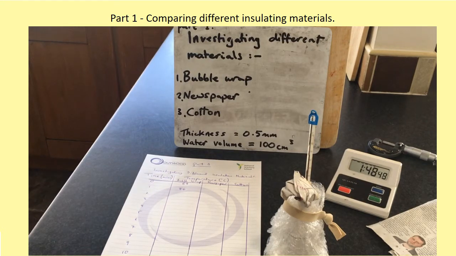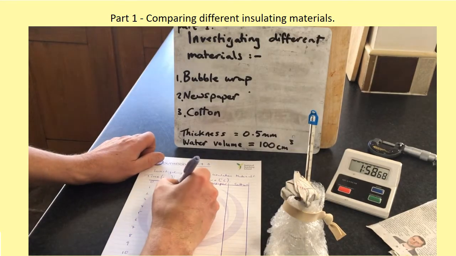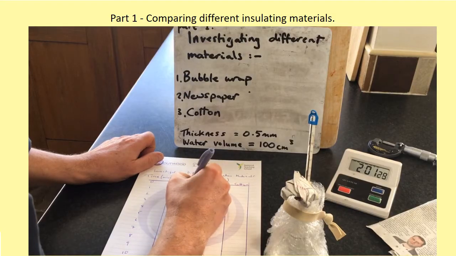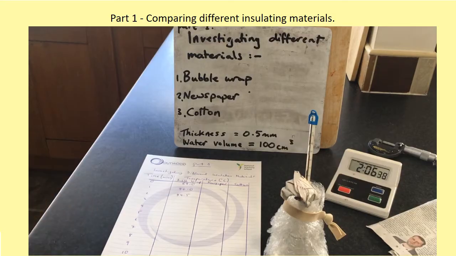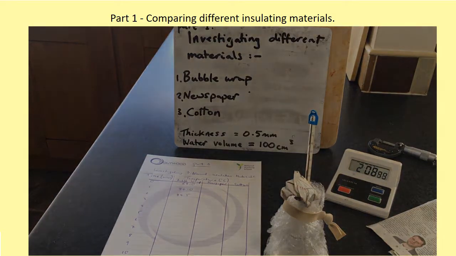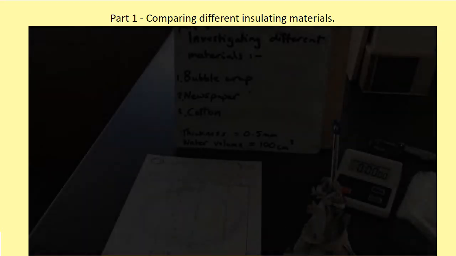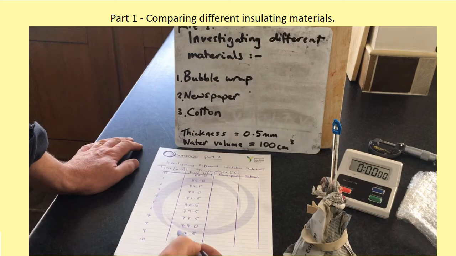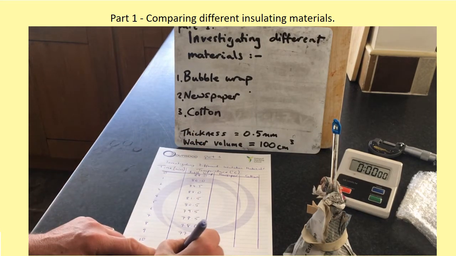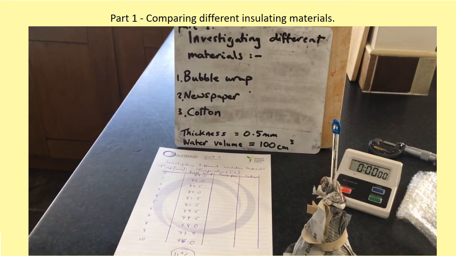I might try and read to a half degree if I can. Yeah, it's dropped to 84.5, so I'm going to put an extra decimal place on those. I'm going to stop the video now, but I'll carry on taking the readings for you and pick it back up with newspaper. I've completed the results all the way down for bubble wrap, and after 10 minutes it's dropped to 77.0 degrees, so it's dropped 11 degrees. I'll just write that, so it's 11 degree total drop.